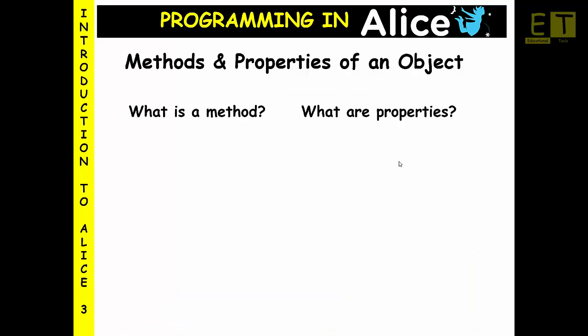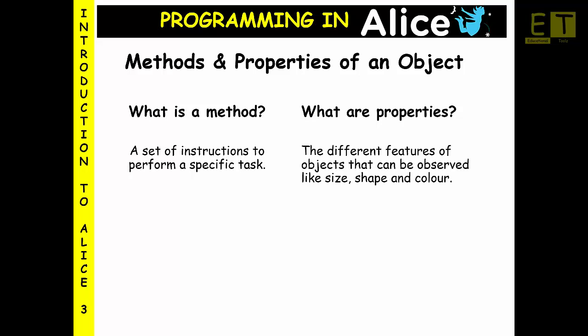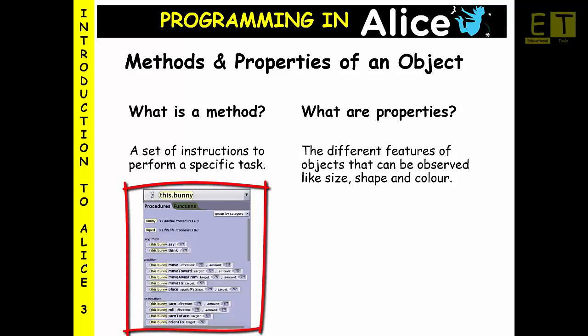Methods and properties of an object. So what is a method? A method is basically a set of instructions to perform a specific task. In Alice, methods are the actions that an object knows how to do. The objects perform actions like move in a direction relative to its orientation. What are properties then? These are the different features of objects that can be observed, like the size, shape, and color. In Alice, each object has a set of default properties such as the color, opacity, and location in the scene. All objects come with the default methods.